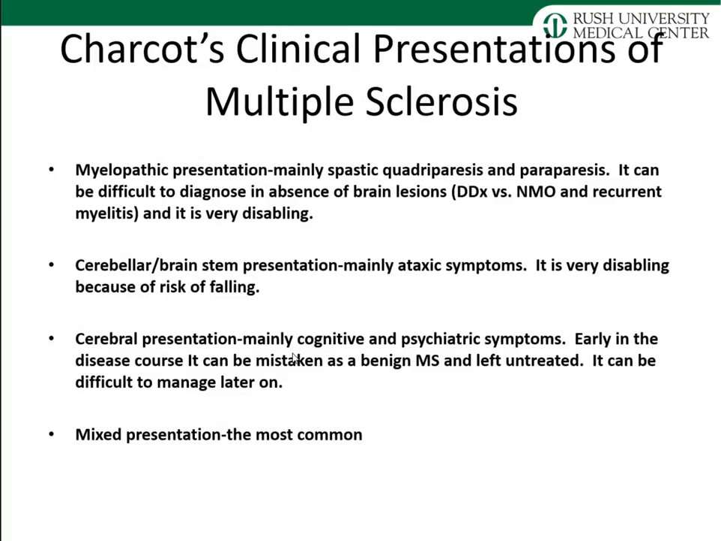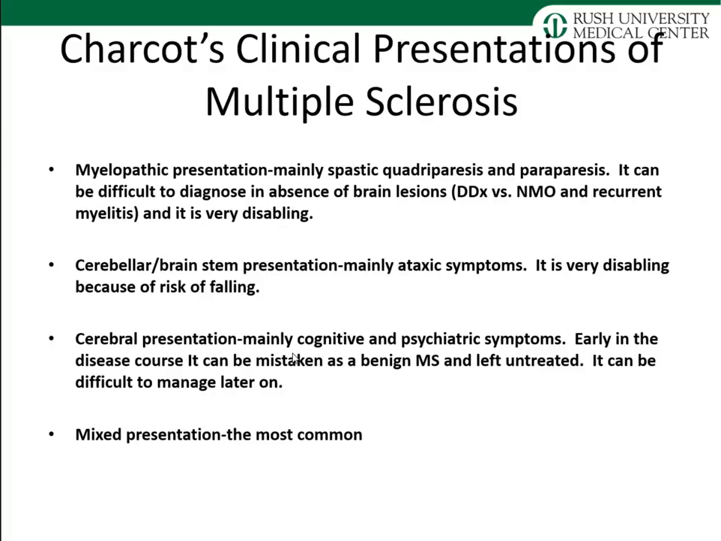Charcot, a neurologist long ago, described several clinical presentations of multiple sclerosis. The first is the myelopathic presentation. These patients will present with spastic quadriparesis and paraparesis. It can be difficult to diagnose if you don't see any brain lesions, and it is very disabling. Patients can present with cerebellar or brainstem presentations, and these patients will have ataxia. This is also disabling because of the risk of falls.